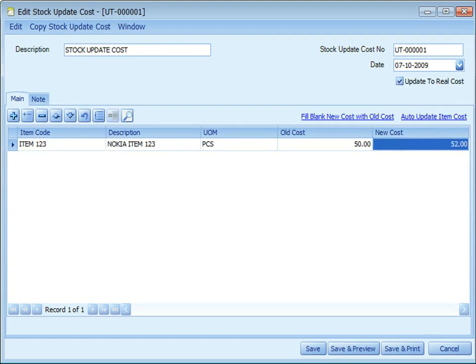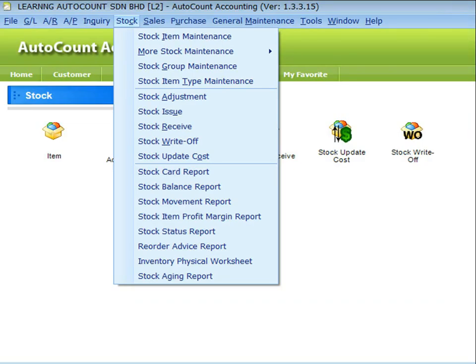Stock update cost is used to update the standard cost and real cost, either by keying the new standard cost directly into the field of new cost, or click on auto update item cost to automatically fill into the field of new cost with calculated up-to-date cost, compared to directly change the standard cost at stock item maintenance. This stock update cost can update the standard cost for several items at one go and can be saved as a traceable historical record. All those transactions will affect stock reports in terms of quantity and value.